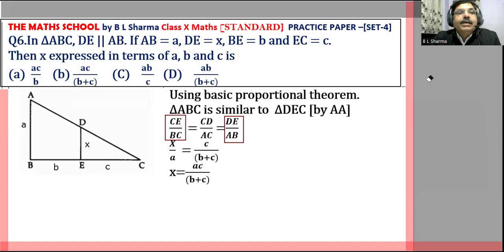So here you can say this is the correct option. That's all for this question. Very important, very simple question.